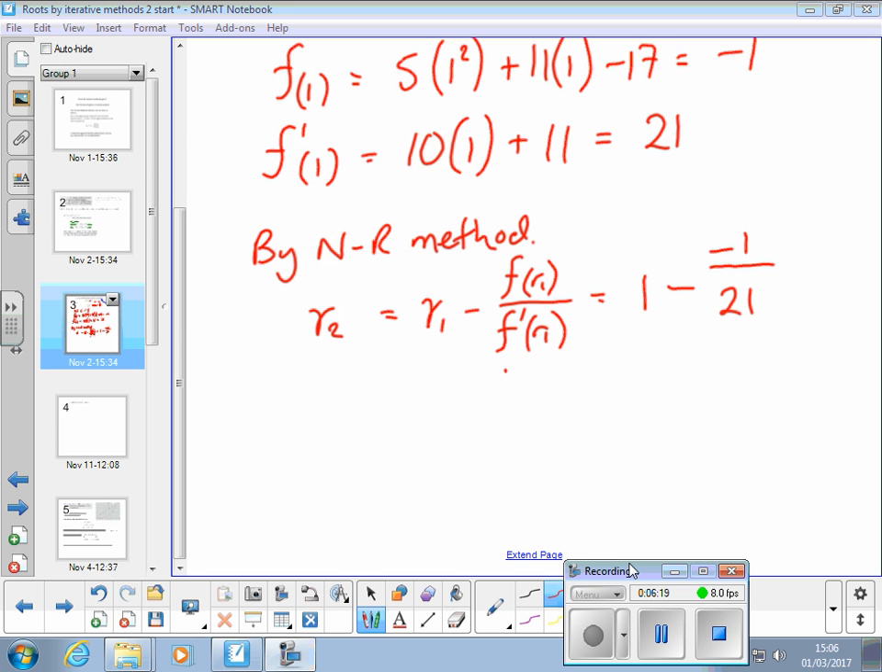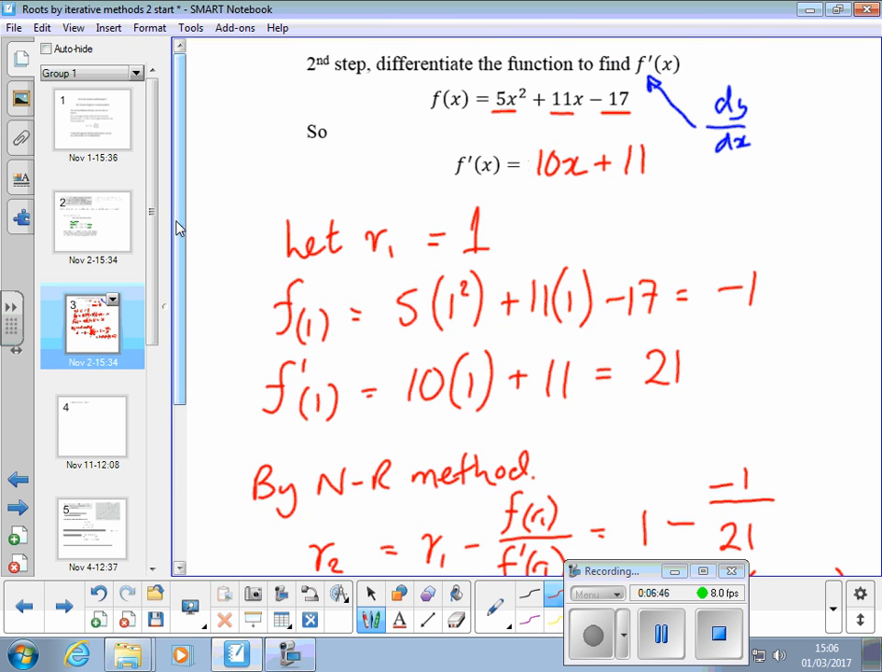Okay, everybody followed that? So I just put the results here, minus 1 and 21, into the Newton Raphson's formula. And the result of that is 1.048 to 4 significant figures.